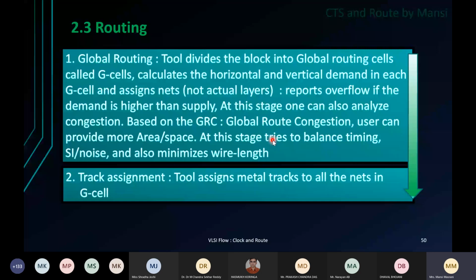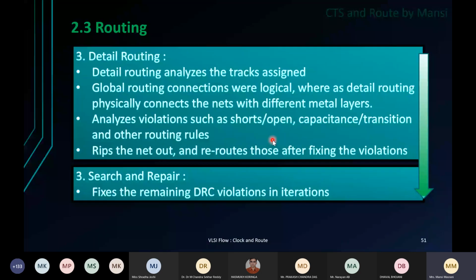In detail routing, after it analyzes all the tracks, it starts assigning them and actually routing them in the design. So the global routing connections were logical, whereas the detail routing physically connects the net with different metal layers. Again, it analyzes shorts, opens, then max cap, max tran. Every stage keeps analyzing all the design rule violations and tries to fix them. If it sees any open nets, it will rip the net out and reroute again after fixing the violations.